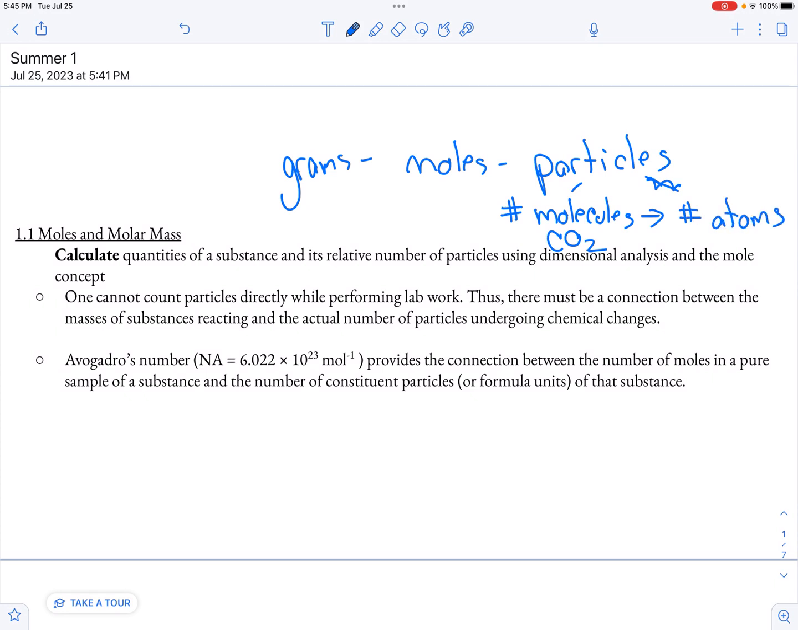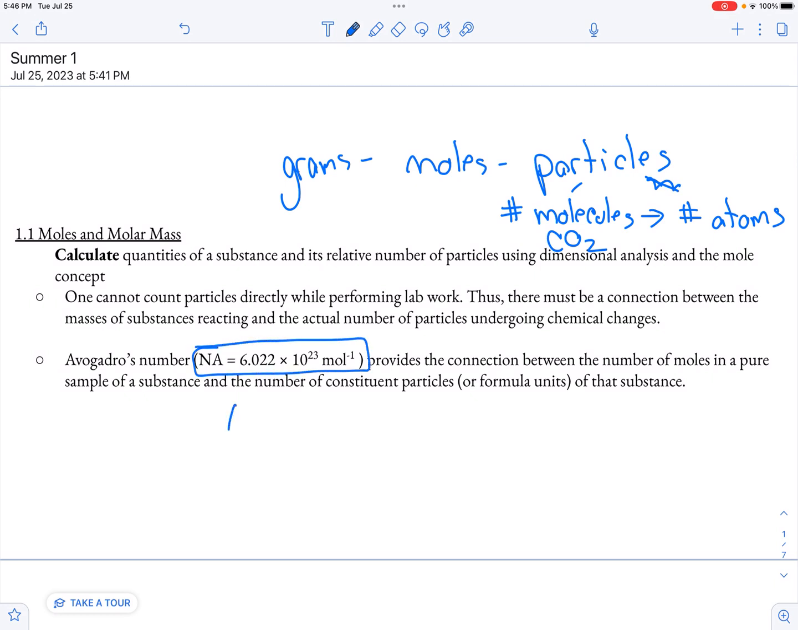These are pretty simple calculations. You can use dimensional analysis, you can use a formula, you can use proportions. I'm going to show you all three, and you figure out which one you like to use the best. Another thing we've got in here is Avogadro's number.